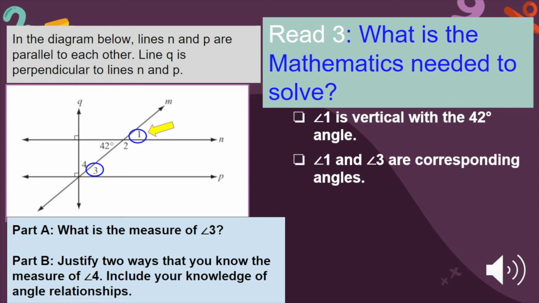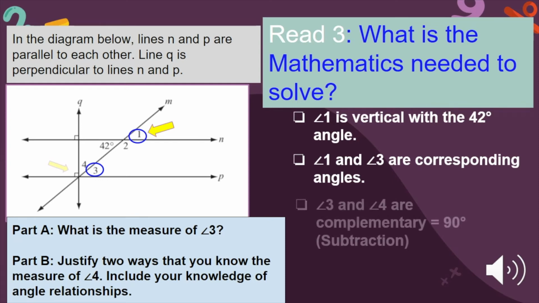I see that angle 3 and angle 4 form a right angle because of the small square in the corner on the other side of line Q. These are considered to be complementary angles. If you subtract the measure of angle 3 from 90 degrees, you will get the measure of angle 4, 48 degrees.